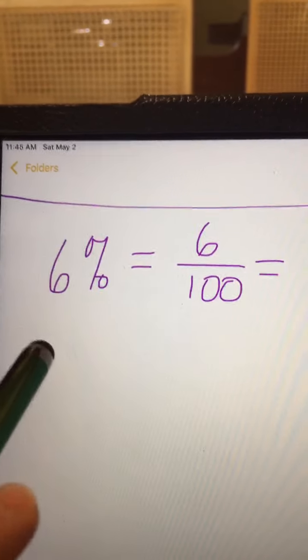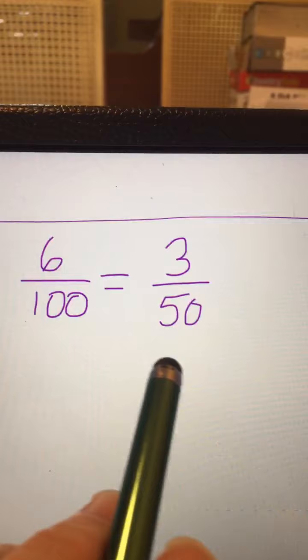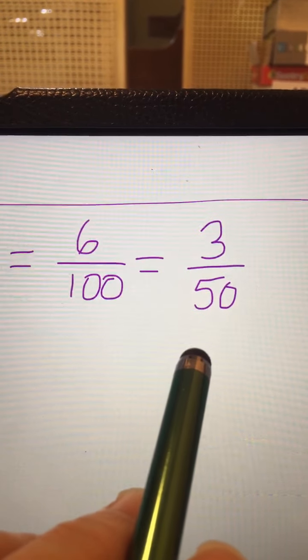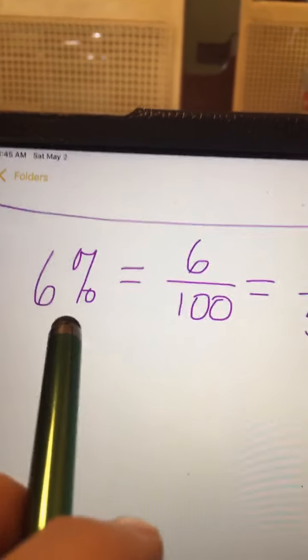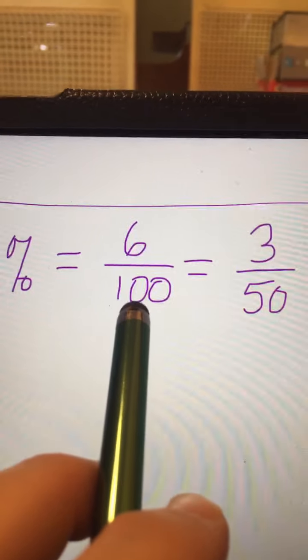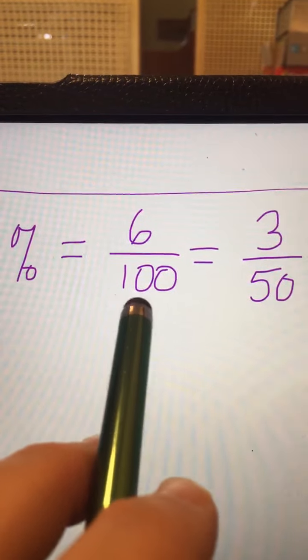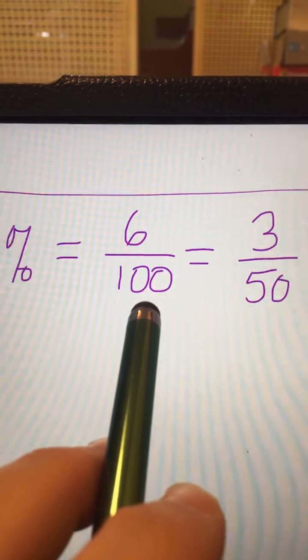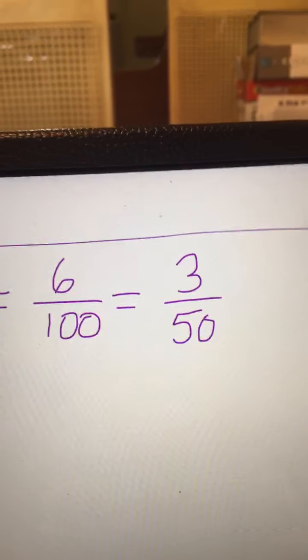So now we took 6% and we changed it into a fraction. That's easy, right? Just 2 steps. Write your percentage as a fraction with 100 at the bottom, and then simplify if needed and if possible. All right?